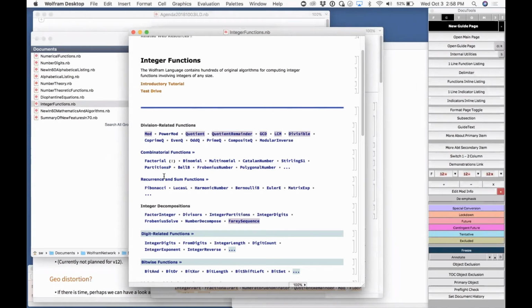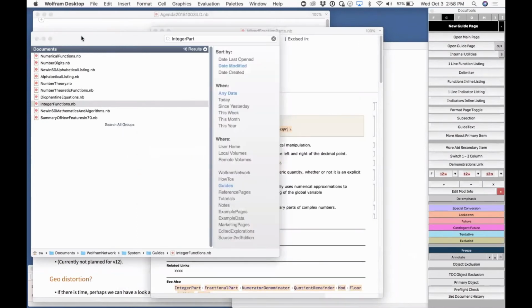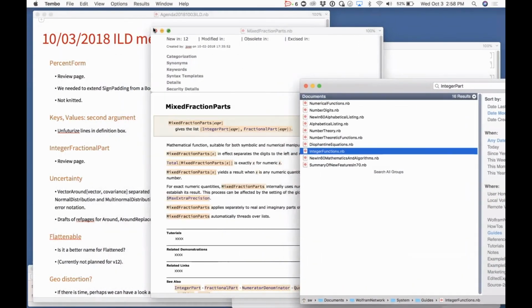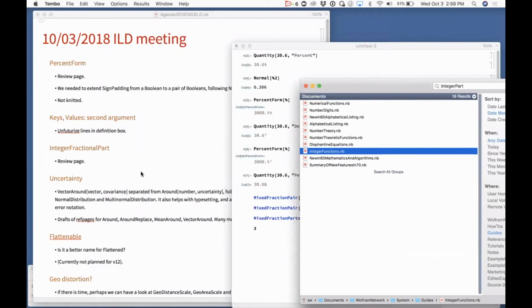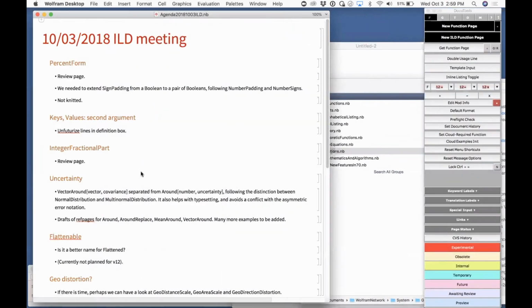All right, I think there's a page for more elementary functions. We should find that, but let's keep going on what we need to go through now. Okay, uncertainty, vector, yeah.